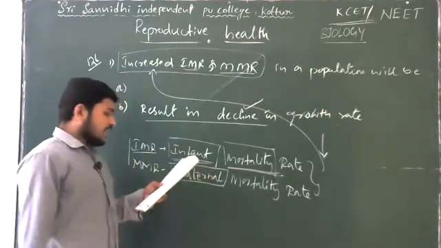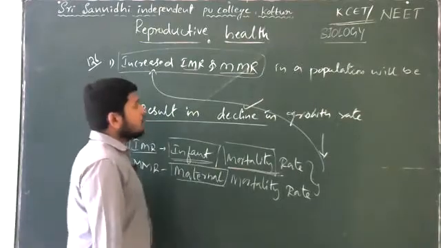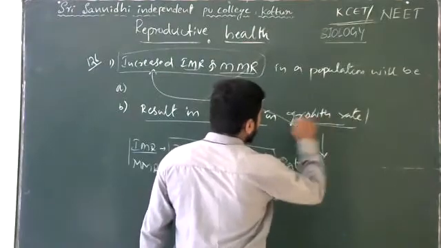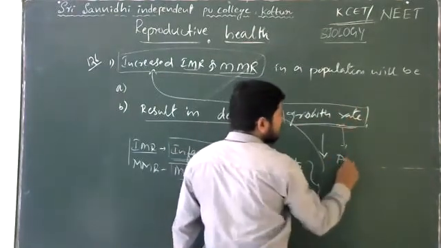Next, the fourth one, result in population explosion. No population growth, no growth rate. So the growth rate does not increase, and there is no growth rate means no population explosion.